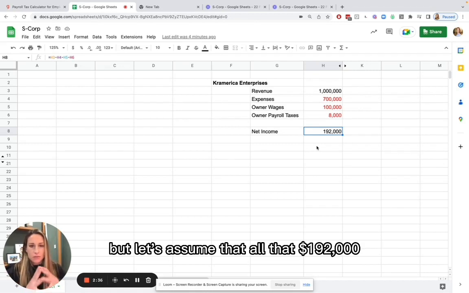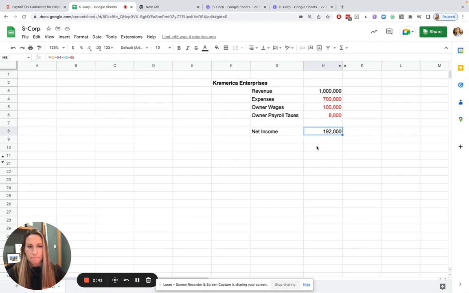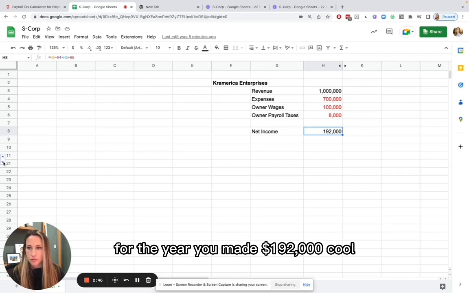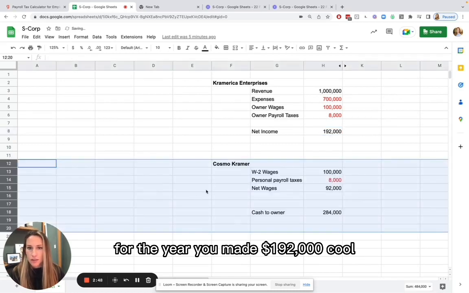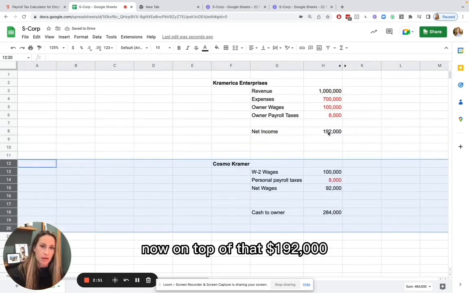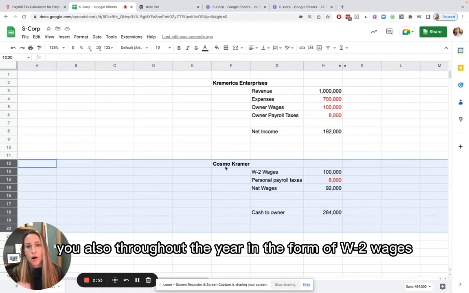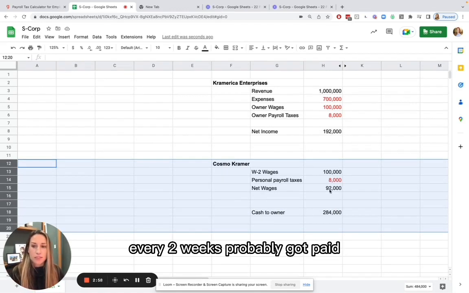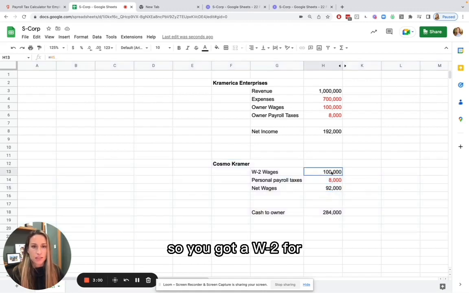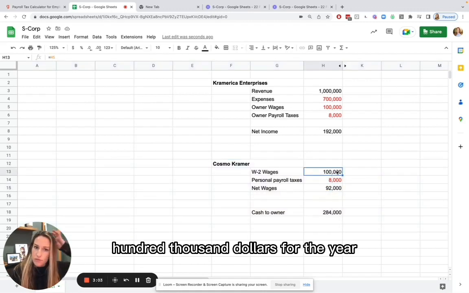But let's assume that all of that $192,000 you moved from your business account to your personal account. So that was cash to you, from the operations for the year. You made $192,000. Now, on top of that $192,000, you also throughout the year in the form of W-2 wages, every 2 weeks probably, got paid. So you've got a W-2 for $100,000 for the year.